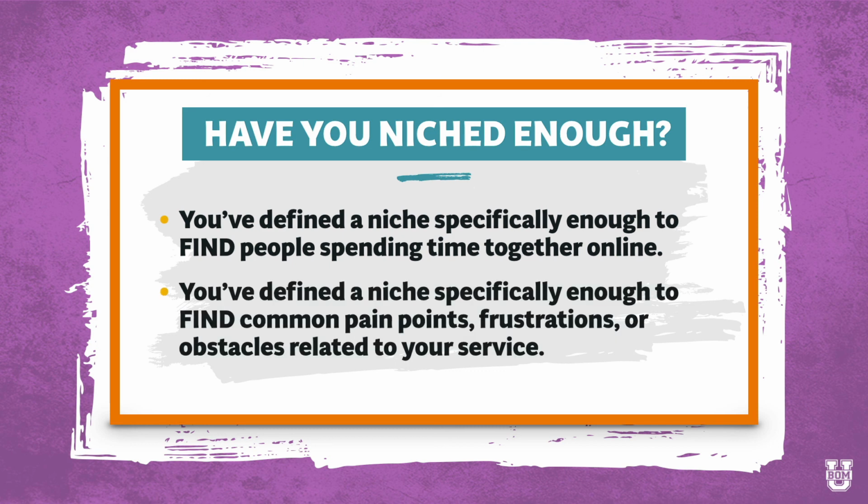So the first step here is you've got to make sure that you can find those people spending time together online. And then the second piece is that you have to have defined the niche specifically enough to find the common pain points, frustrations, or obstacles related to your service. And what I mean by this is you have to be able to look at it and say, okay, the people who I'm saying I'm going to help have a common set of pain points, frustrations, and obstacles. And that has to be kind of, this is an art here. It's not a science. I can't give you an exact formula, but you'll kind of know it when you see it, which is, hey, they have this thing where people are struggling.